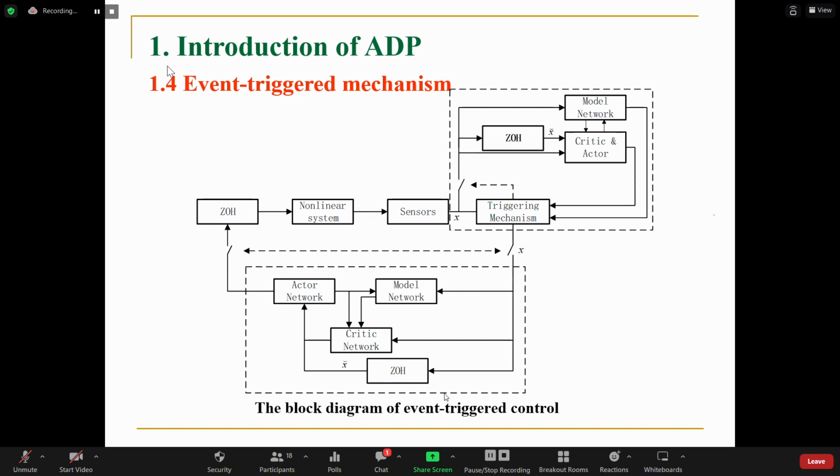Here, we give the block diagram for the event-triggered mechanism. From the figure, we can see that the actor, the critic, and the model work cooperatively to form the basic framework of ADP method. Then the zero-order holder is the key to successfully implementing the event-triggered mechanism.